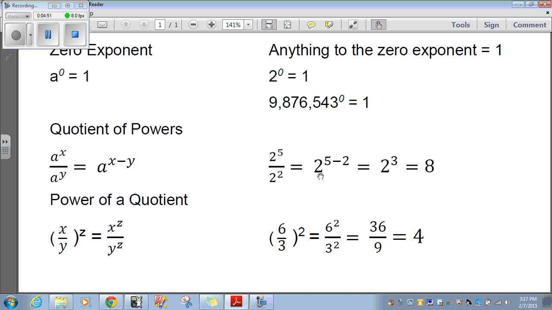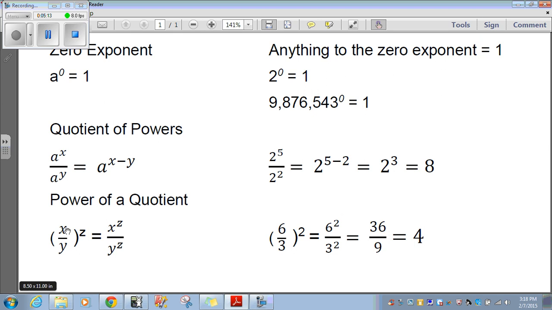So this will simply be 2 to the 5 minus 2, and 5 minus 2 is 3, so it will be 2 cubed, which is 8. And that would make sense because 2 to the 5th is 32, and 2 squared is 4. 32 divided by 4 is 8. Okay, let's move on. Power of a quotient.